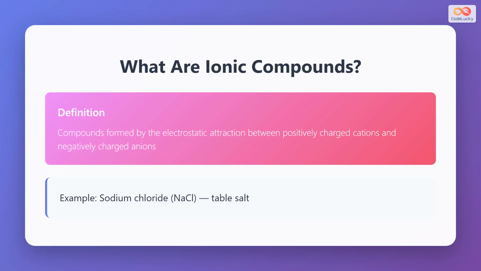Ionic compounds are chemical substances formed by the electrostatic attraction between positively charged ions called cations and negatively charged ions called anions. When these oppositely charged particles come together, they create stable compounds. A perfect example of an ionic compound is sodium chloride, with the chemical formula NaCl, which is the common table salt we use every day in our kitchens.